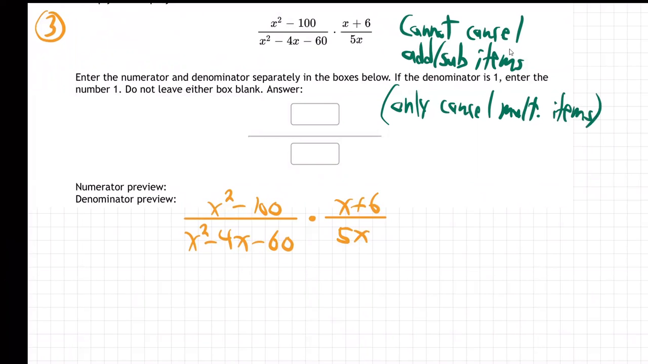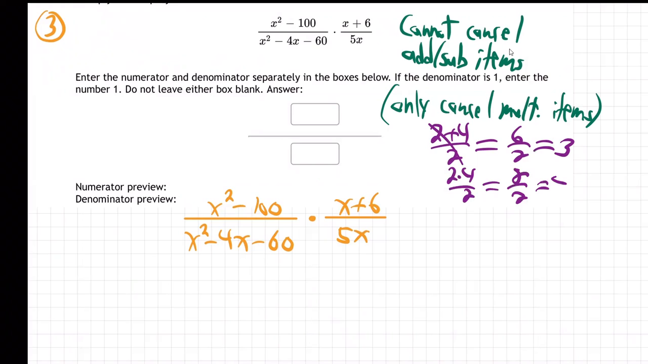And you can see it with numbers. If I go 2 plus 4 divided by 2, that's really 6 over 2. That's really 3. See, if we cancel the 2's, it's just wrong now. It's just not true, is it? Whereas if it was times, it'd really be 8 over 2, which is really 4. Now you can see it's okay to cancel the 2. So anyway, long story short, you cannot cancel those added, subtracted items.